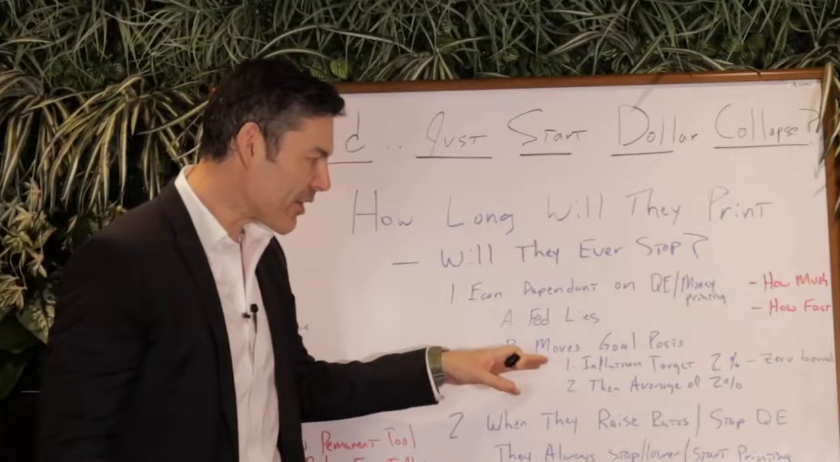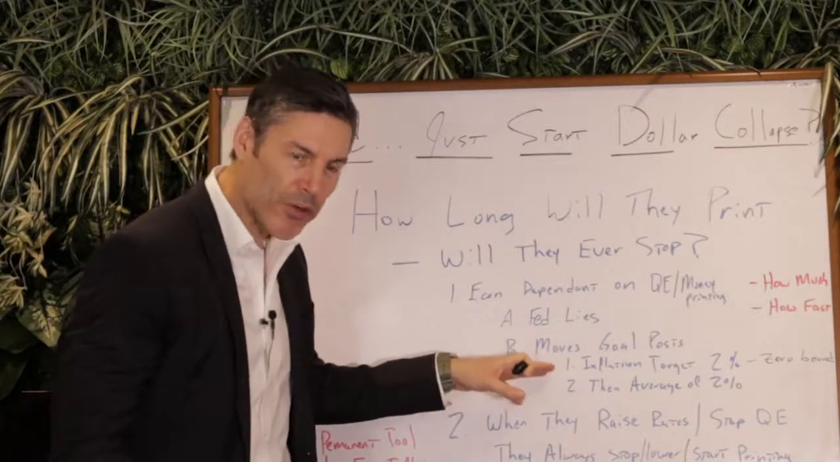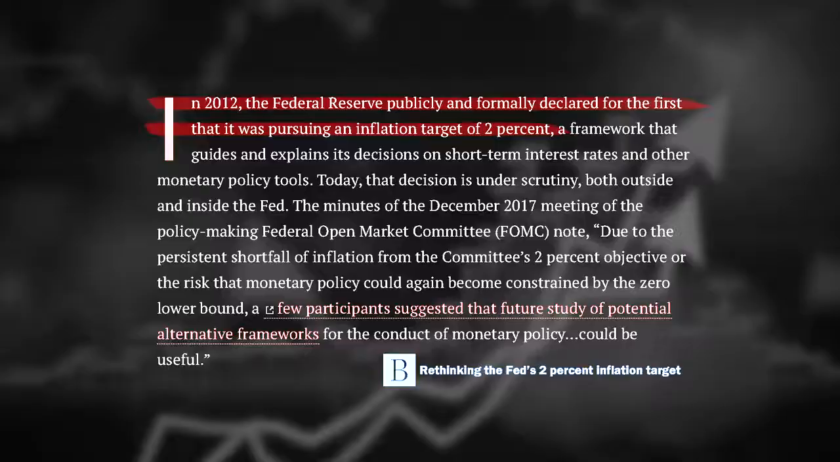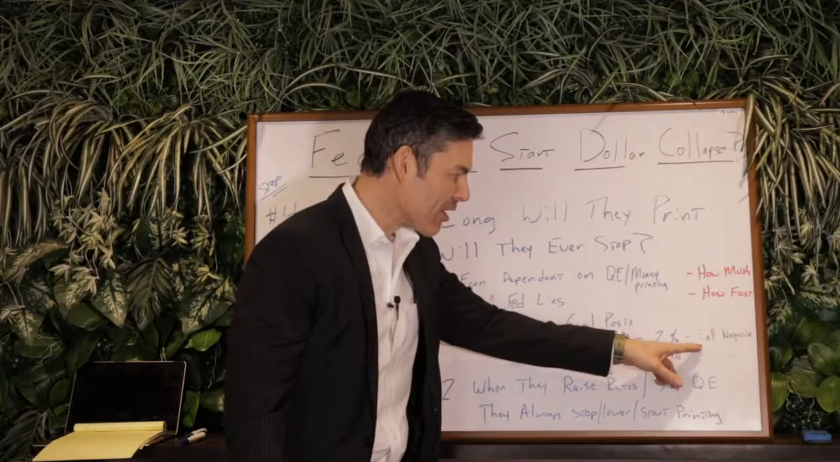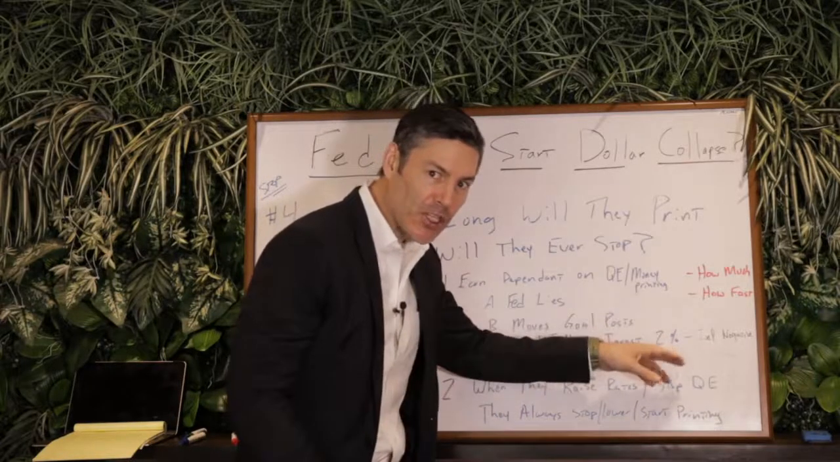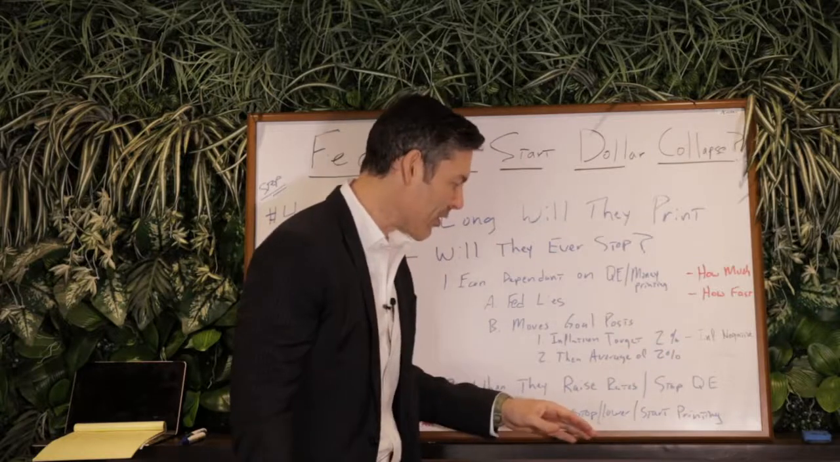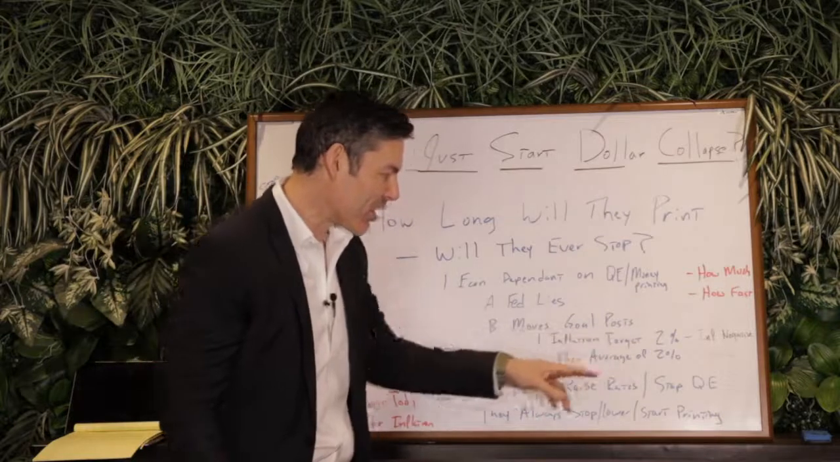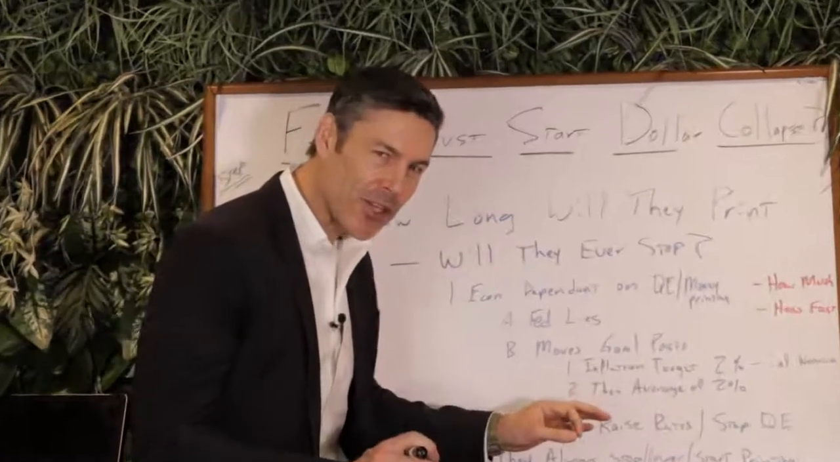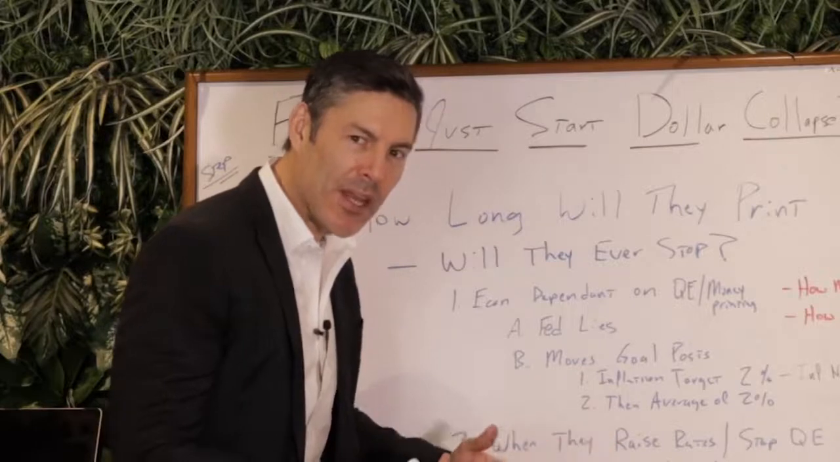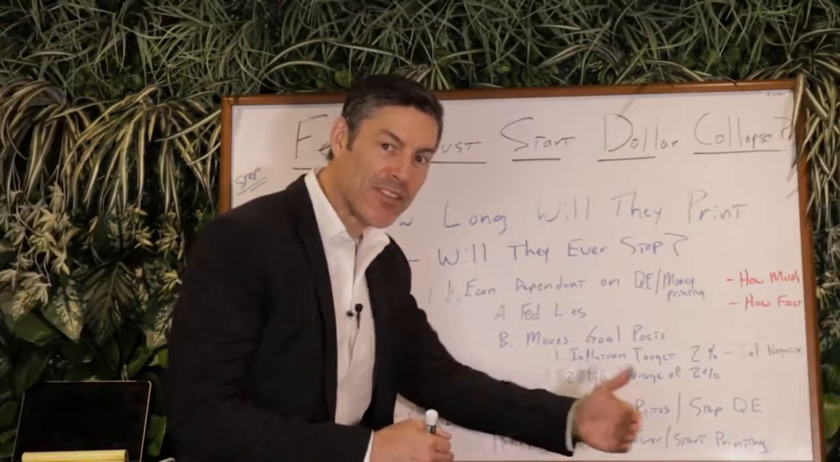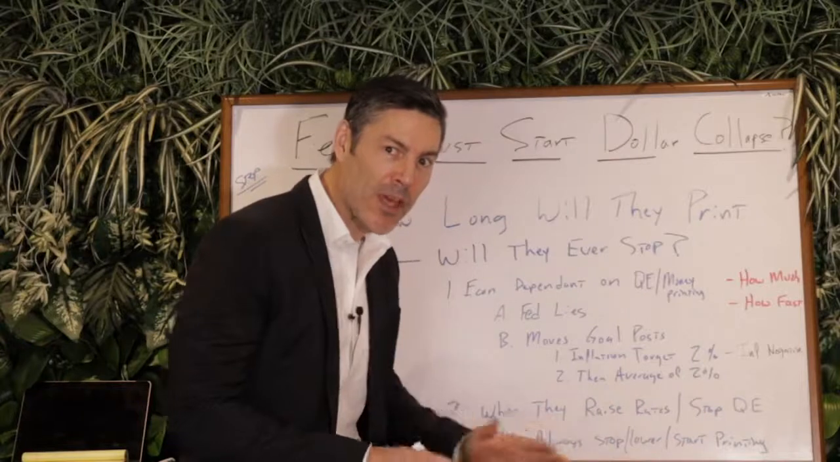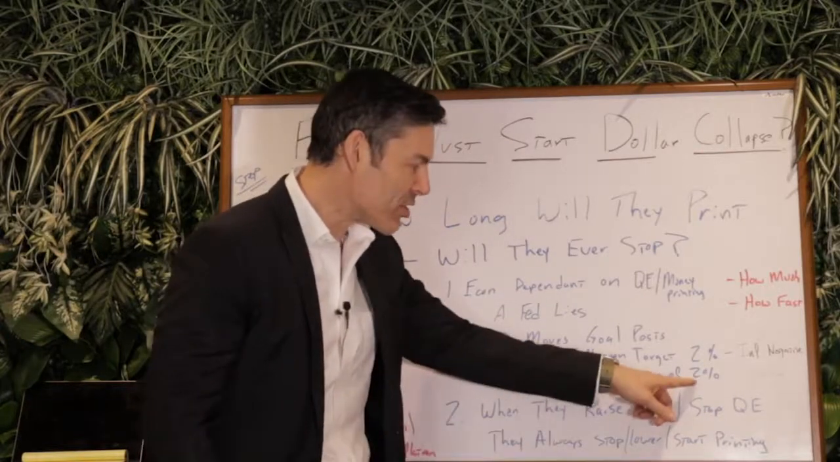This is also why they always move the goalposts on us. When they first came up with this inflation targeting, their target was 2%. They wanted to get 2% inflation. The reason they gave us is because they were scared that inflation would go negative, causing deflation. Now, all of a sudden, it's not that they want 2% inflation, that they want to have an average of 2% inflation, meaning that inflation could go to 3, 4, 5, 6% for a period of time, and they wouldn't care as long as the average is 2%.